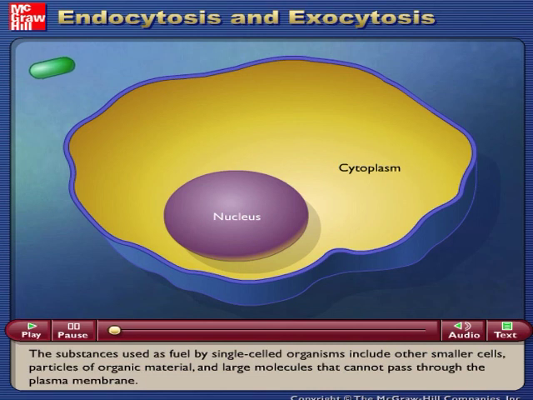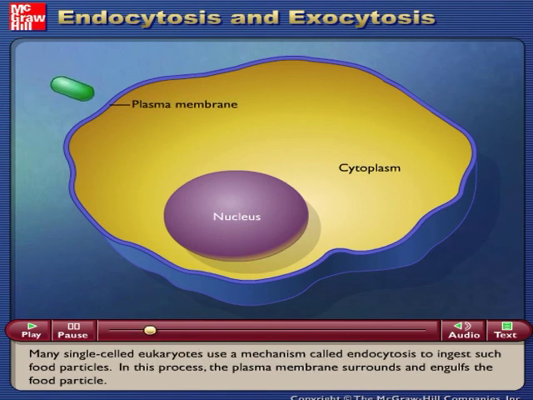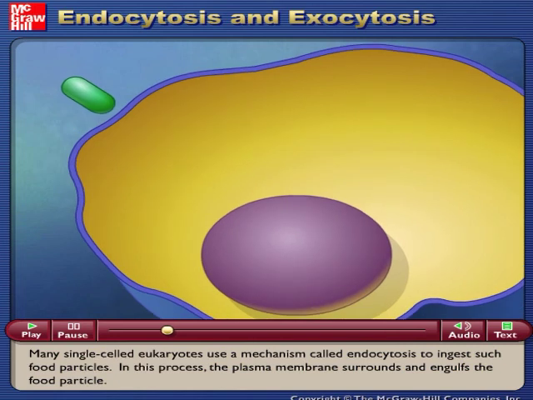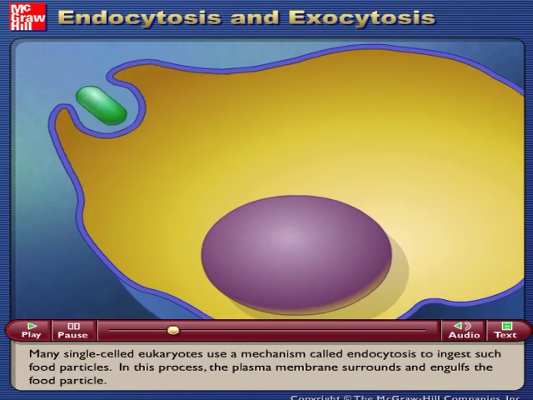The substances used as fuel by single-celled organisms include other smaller cells, particles of organic material, and large molecules that cannot pass through the plasma membrane. Many single-celled eukaryotes use a mechanism called endocytosis to ingest such food particles. In this process, the plasma membrane surrounds and engulfs the food particle.